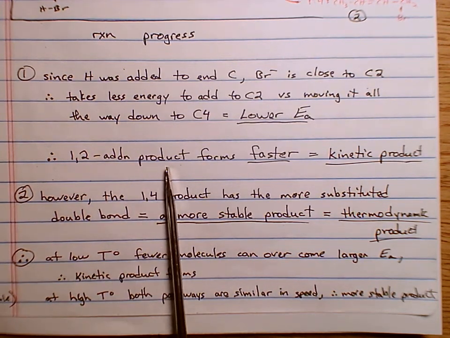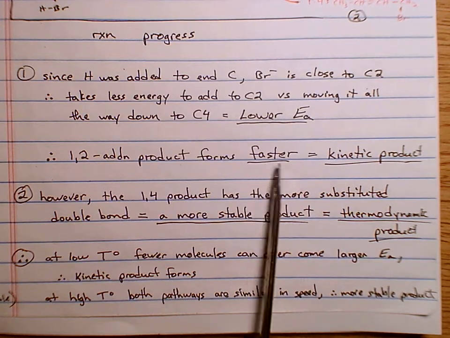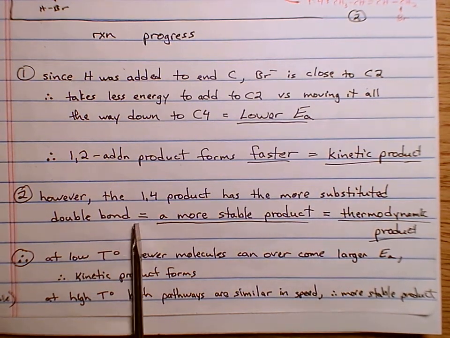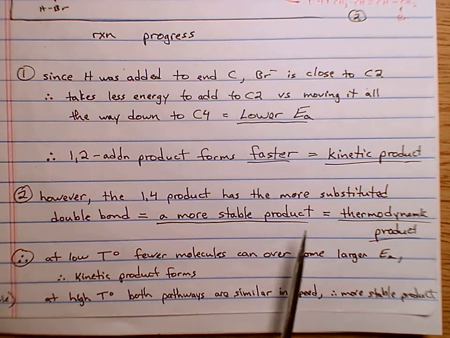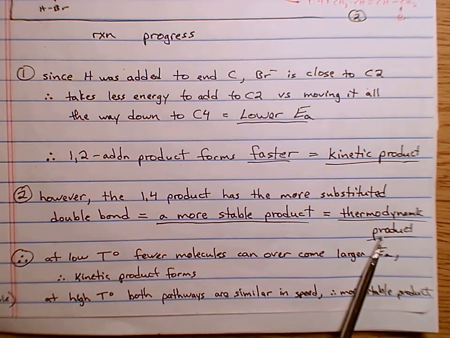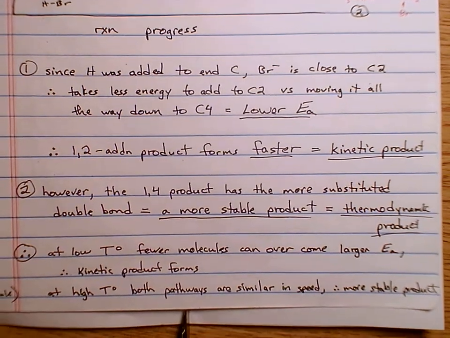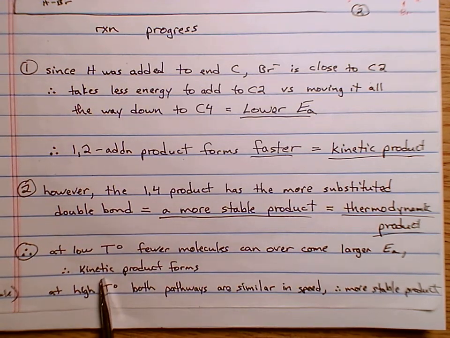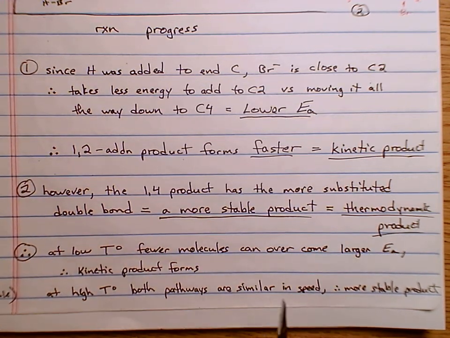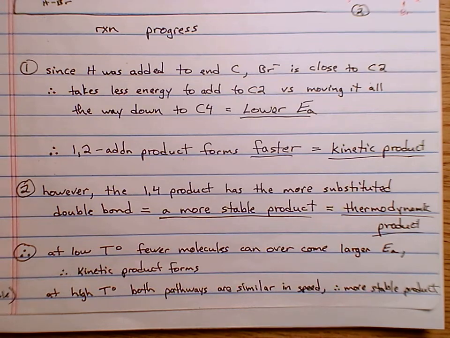Because the 1,2 addition product happens faster, we call that the kinetic product. The 1,4 product happens slower, but it's a more stable product. We call it the thermodynamic product. And this is something we see throughout organic chemistry synthesis problems. Lower temperatures favor the kinetic product. High temperatures favor the more stable thermodynamic product.